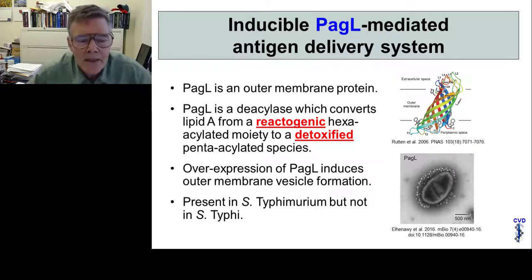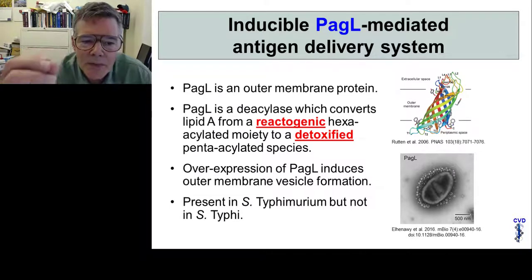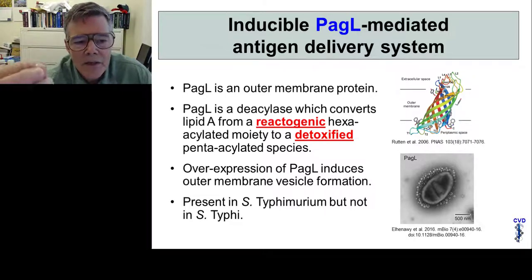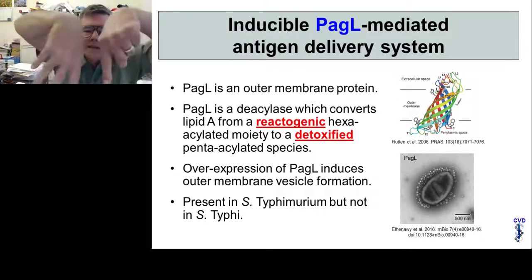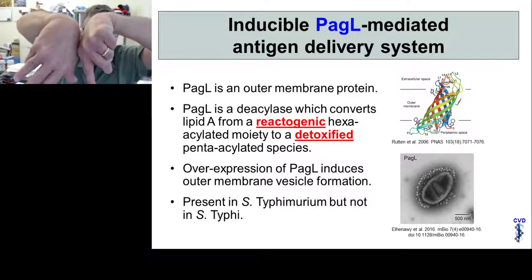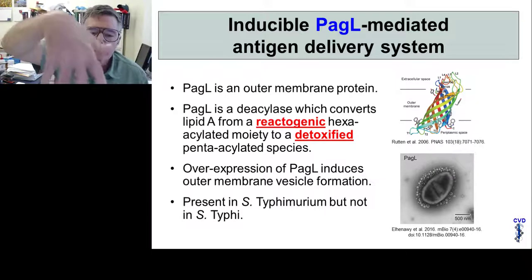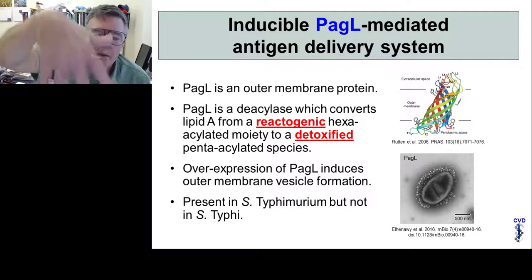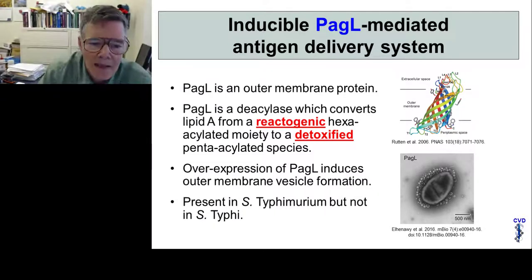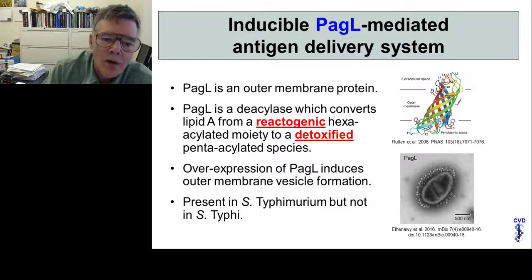And this is when we discovered PagL, which is an outer membrane protein. PagL is very special. It's a deacylase that converts lipid A from a highly reactogenic hexaacylated moiety to a detoxified pentaacylated one. So instead of six acyl groups, there's only 5. And this is a less reactogenic form of lipid A, all right? And surprisingly, it was discovered in a 2016 report that overexpression of PagL causes outer membrane vesicle formation, all right?